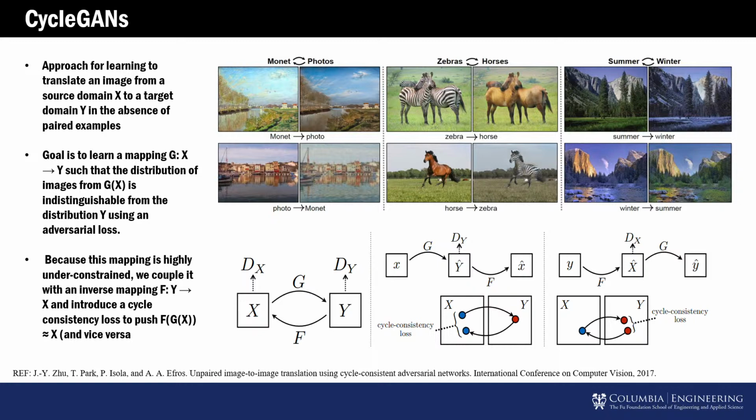We want F of G of X to be as close to X as possible, and we want G of F of Y to be as close to Y as possible. And this can be seen with the diagram here. And with CycleGANs, the researchers at Berkeley were able to work with a number of subjects, such as paintings, animals, and seasons.